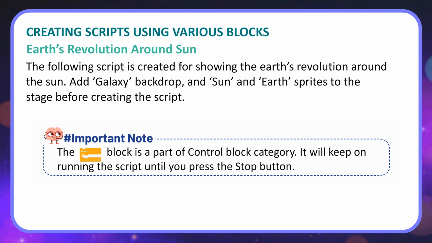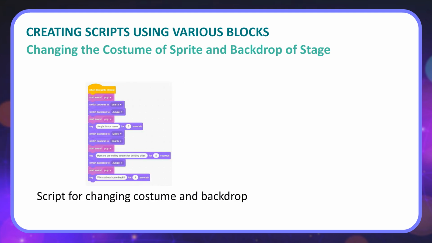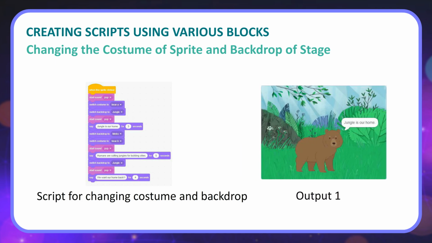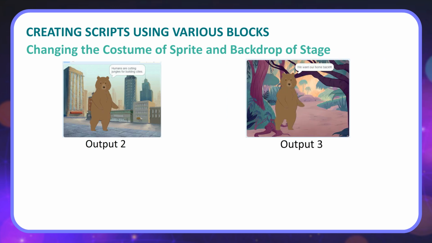Important note: the block is a part of control block category. It will keep on running the script until you press the stop button. Changing the costume of sprite and backdrop of stage. Script for changing costume and backdrop. Output 1. Output 2. Output 3.